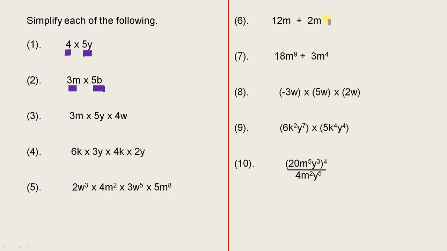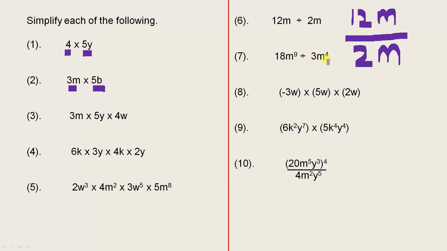Now we have division. You can either do it this way, or you can write that in the form of a fraction. For example, if it's easier for you, and this is in the lesson, you can write 12m over 2m. If it's much easier for you to do it that way, you can. So that's another way of doing it.